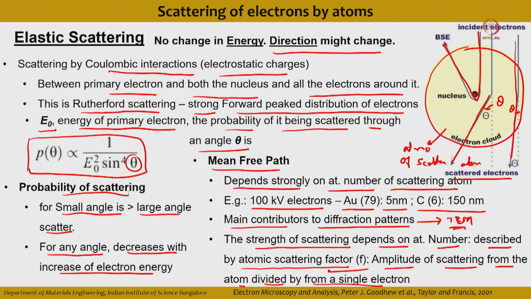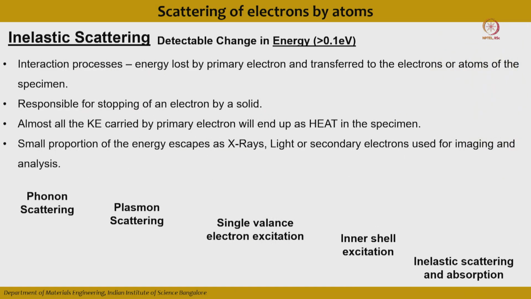So now, I hope that we understand what elastic scattering is. Remember, elastic scattering contributes to the diffraction patterns, and the probability of elastic scattering is inversely related to the energy of the primary electron and also the angle of scattering. Now, we will come to inelastic scattering. Fine. Inelastic scattering, what does it mean?